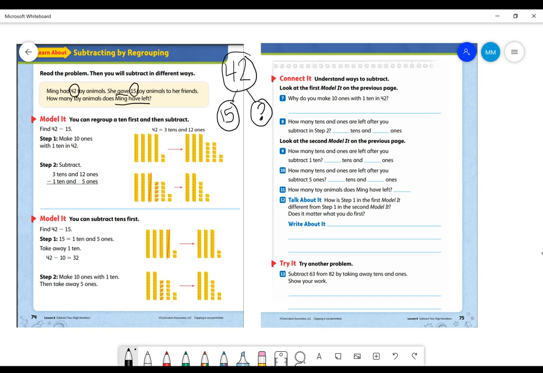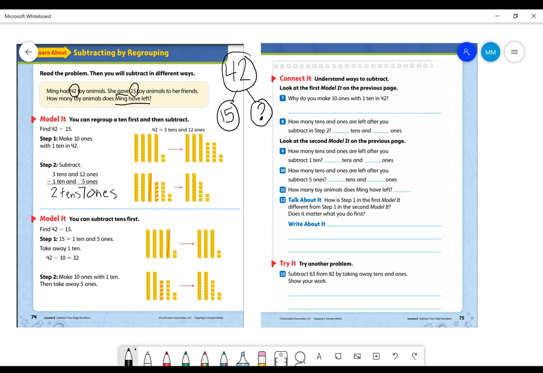So now I can subtract. So 12 ones minus 5 ones. If I have 12 ones minus 5 ones, I'm going to have how many left? I'm going to have 7 ones left. So see how they showed us the 3 tens minus the 1 ten and 12. So we had 12 ones minus 5 ones because we took a 10. And now we have 2 tens left. So 2 tens and 7 ones.